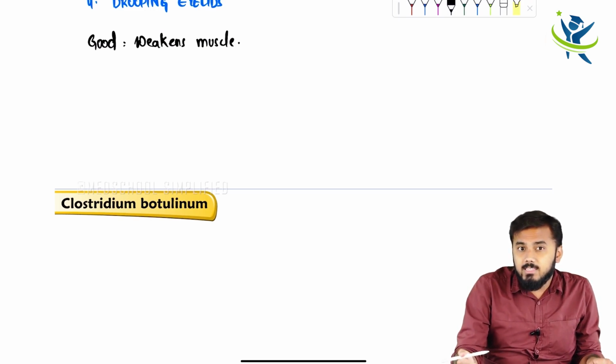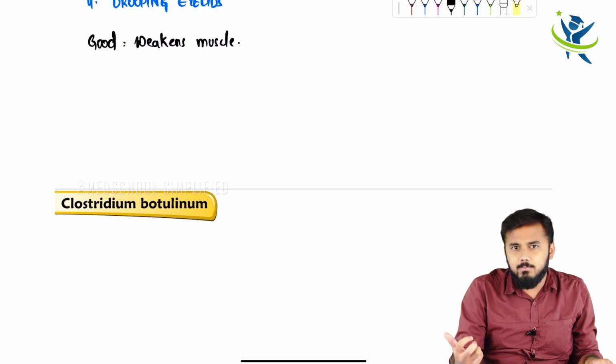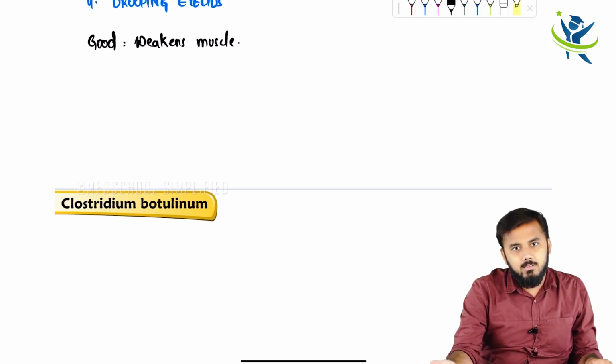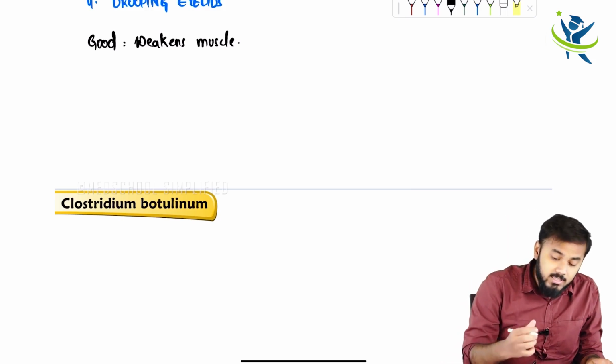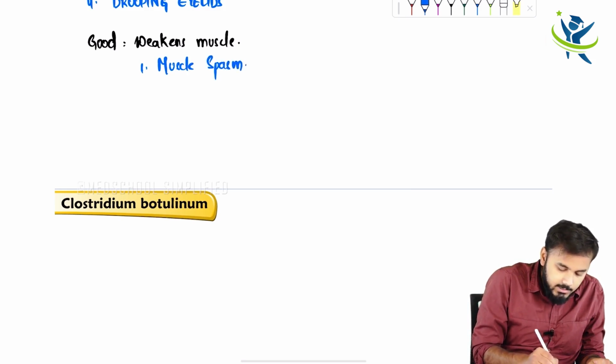Because nowadays scientists are developing some injections. For example, if there are any contractions in your body, let us say muscle spasm, if I give this injection, the muscle will become weak and relaxed. So I can use such injections in case of muscle spasm.